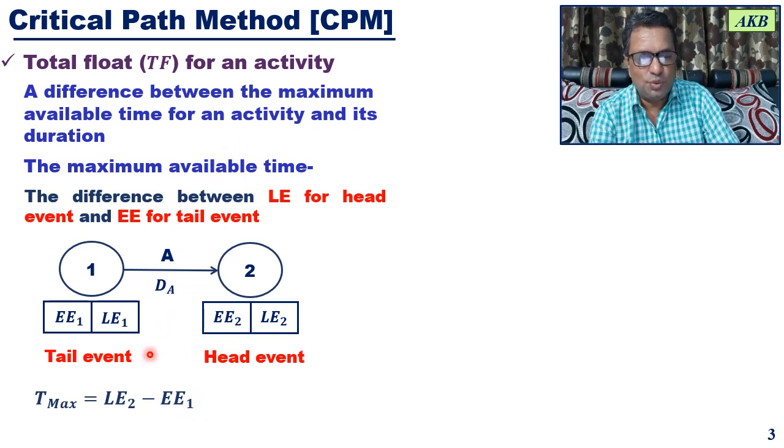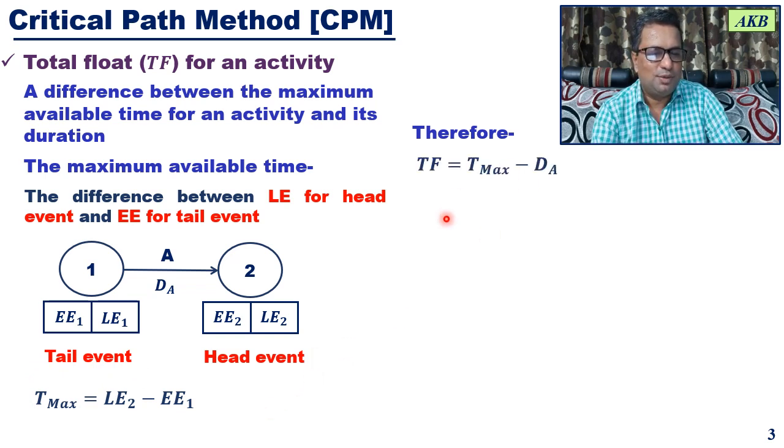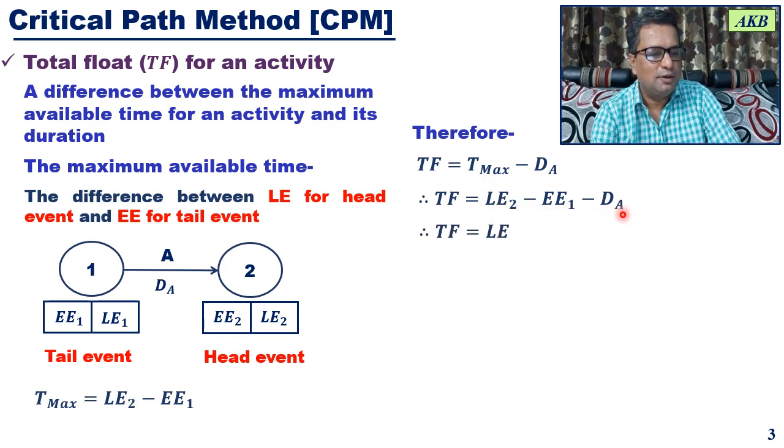Okay, so once you know how to get maximum available time, then you can write the equation for total float. Total float will be maximum available time minus activity duration. So TF is Tmax minus dA. You already have the equation for Tmax over here. So Tmax is LE2 minus EE1, minus dA. And if you rearrange it in a different way, you can write it like this: total float is equal to LE2 minus dA minus EE1. I have just changed the places of the terms.